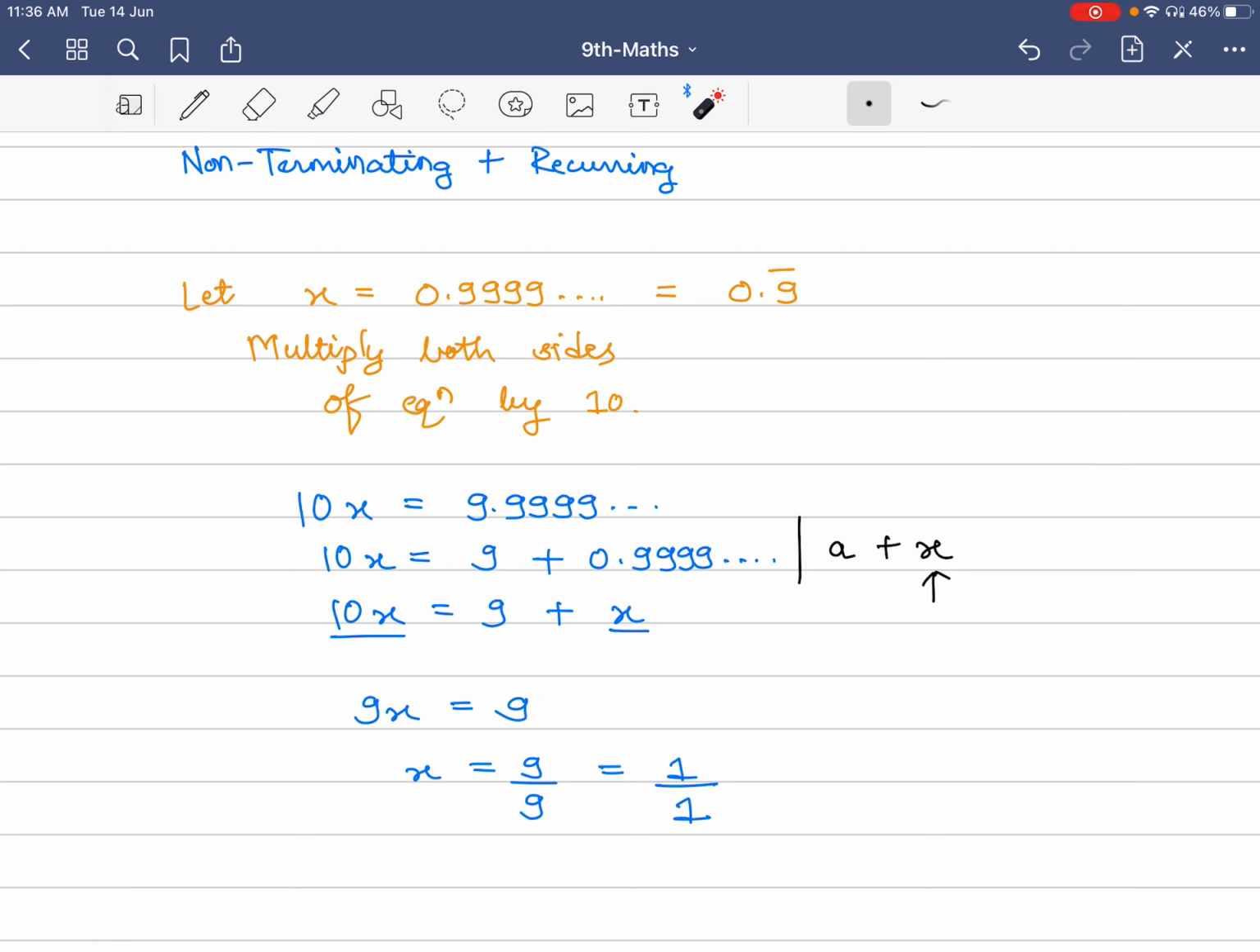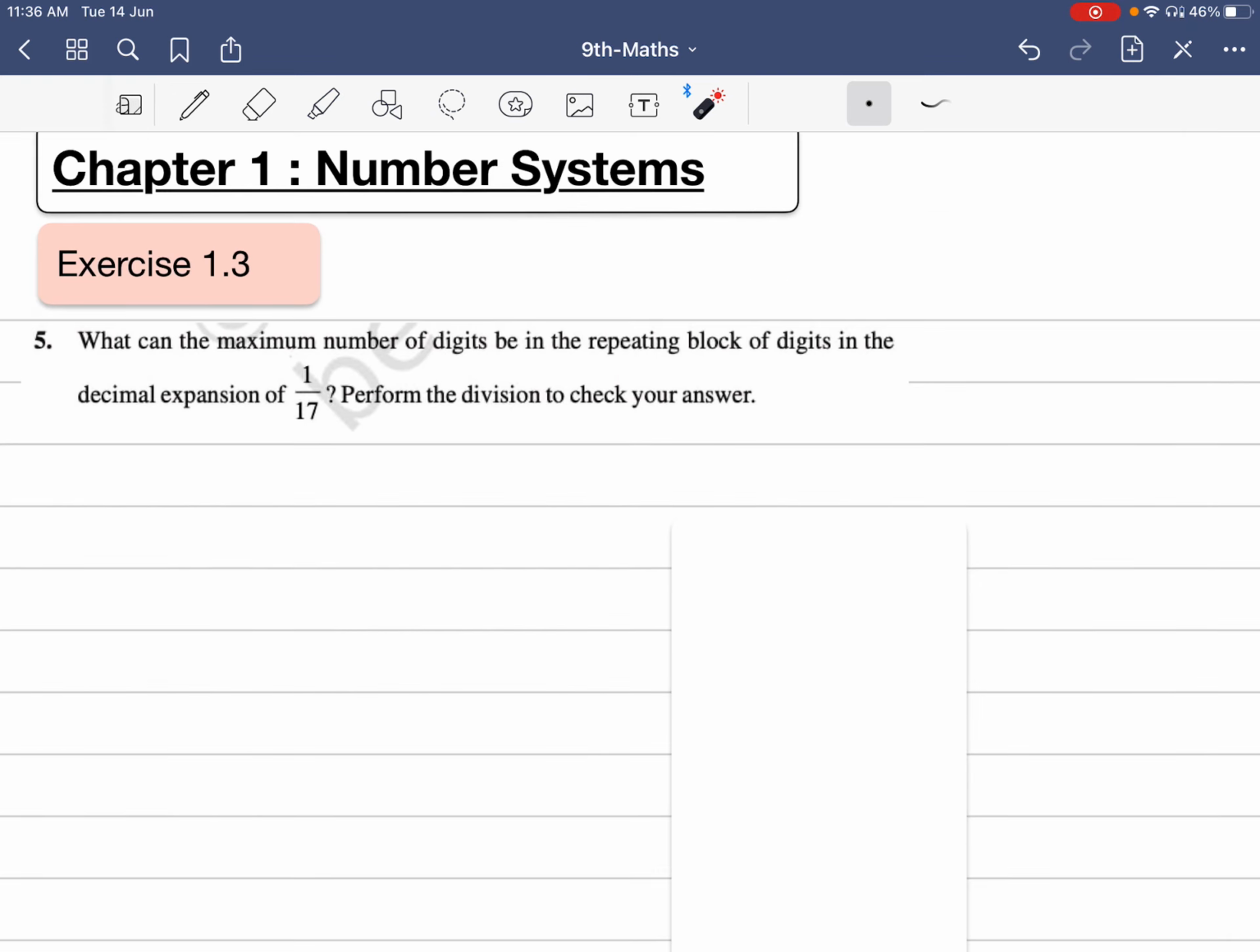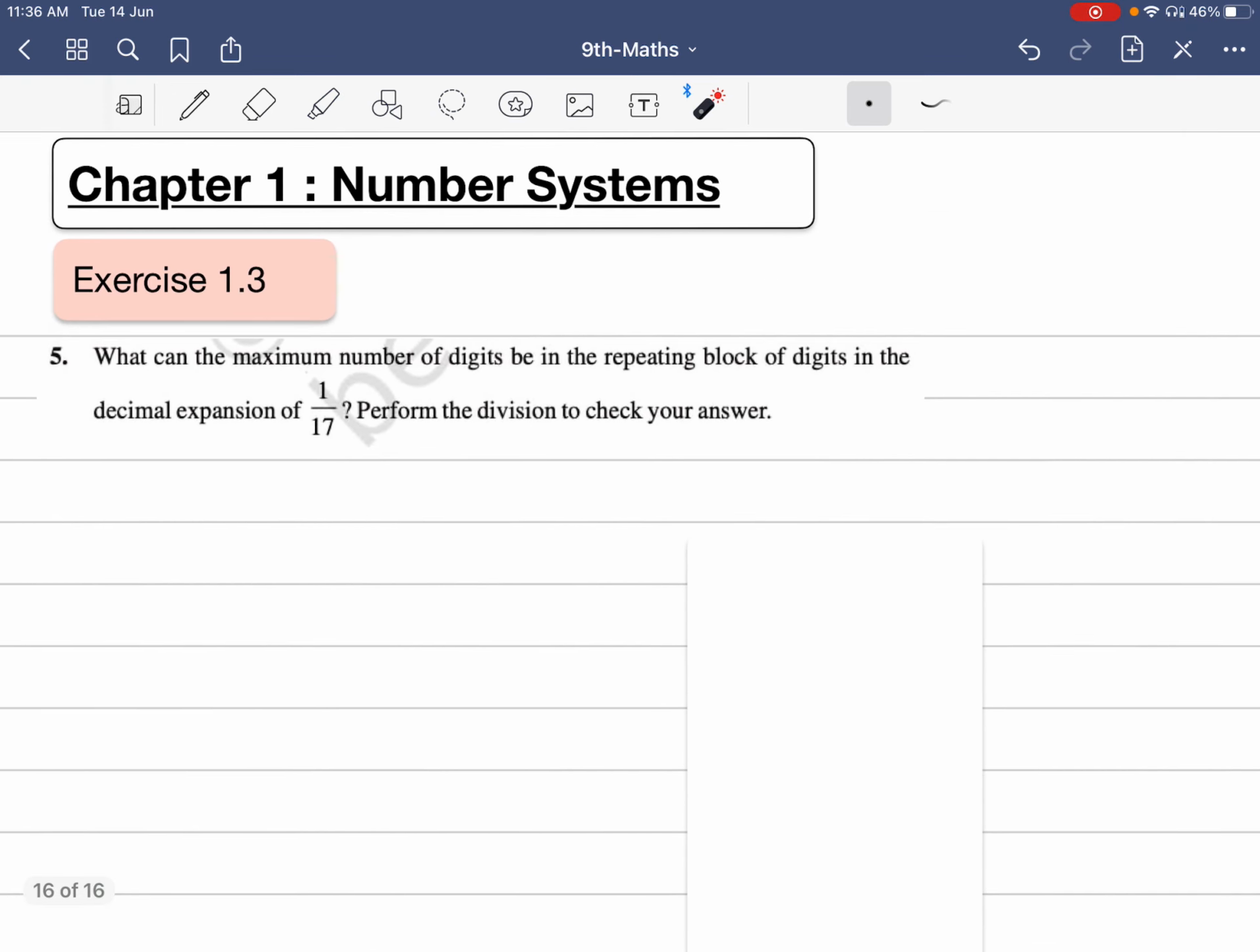Okay, so this is how we can express 0.99 as a rational number. Now let's go to the next question. From the same exercise 1.3, we are going to see question number 5.